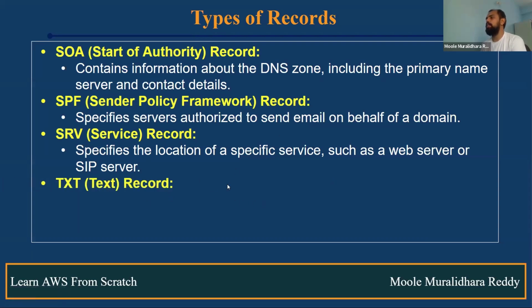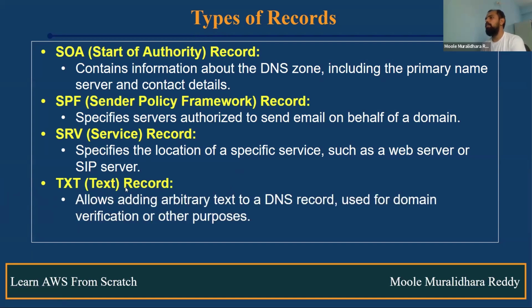And finally, the TXT record. With the TXT record, you can add attribute text to a DNS record, used for domain verification or other purposes. TXT is also frequently used. Especially, guys, the A record, CNAME record, and TXT: these three will be majorly used. And coming to the name servers, if you are creating any subdomain delegation, or once you create a hosted zone, you have to update those name servers in GoDaddy or wherever your domain is available.